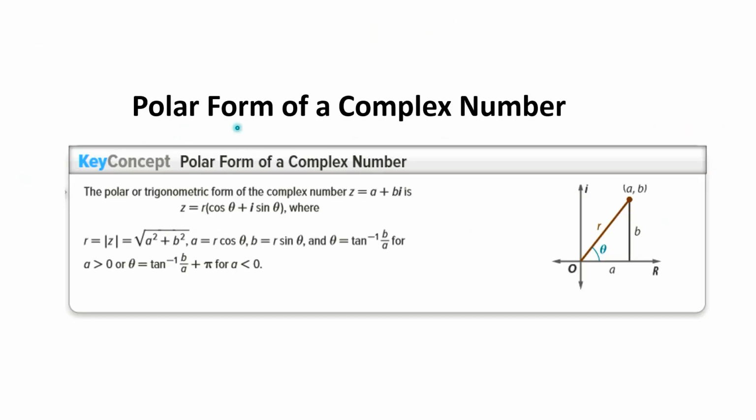What is the polar form of a complex number? The polar or trigonometric form of the complex number z equals a plus bi is z equals r times (cos theta plus i sin theta), where r is the absolute value of z and is given by square root of a squared plus b squared. a is equal to r cos theta, b equals r sin theta, and the argument theta is equal to tan inverse of b over a for a greater than 0, or theta equals tan inverse of b over a plus pi for a less than 0.